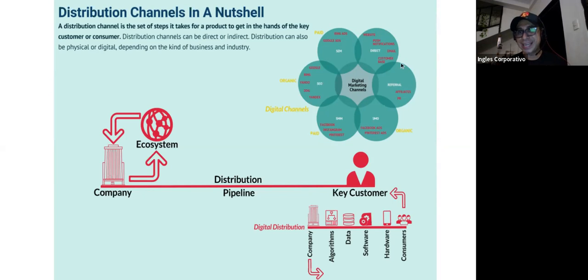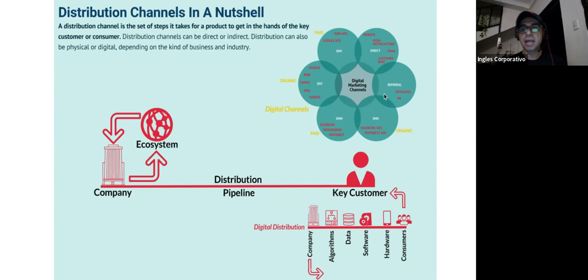The other one says direct. So direct is like a website, push notifications, email, customer base. All those are direct digital channels, because somebody is looking for a product and you know that you can go to a website so you can see all the information about that one. Referral is another digital marketing channel.